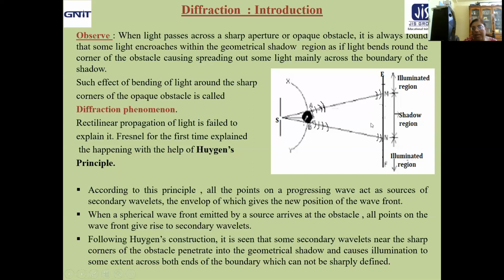So, following Huygens construction, we can very easily explain the phenomenon of diffraction. But here you have to take care of one thing, that your opaque obstacle or the sharp aperture, the dimension must be of the order of wavelength of the visible light. Otherwise, diffraction will not take place and you cannot explain in this manner. Okay.